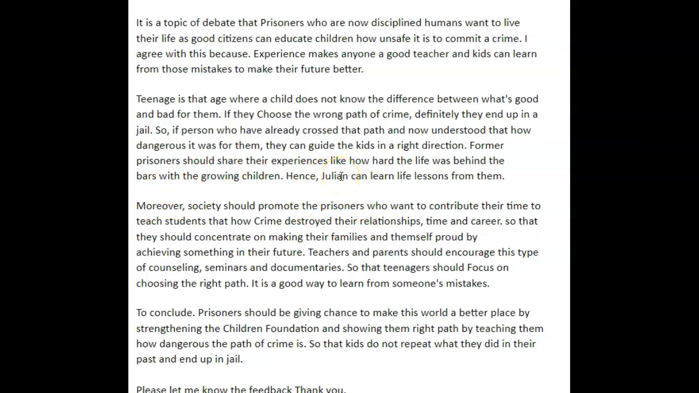I didn't understand that. Moreover, society should promote the prisoners who want to contribute their time to teach students that crime destroyed their relationships, time, and career. Get rid of how. And I don't understand what happened with your punctuation here. So that they should concentrate on making their families and themselves proud by achieving something in their future. Teachers and parents, okay, why?